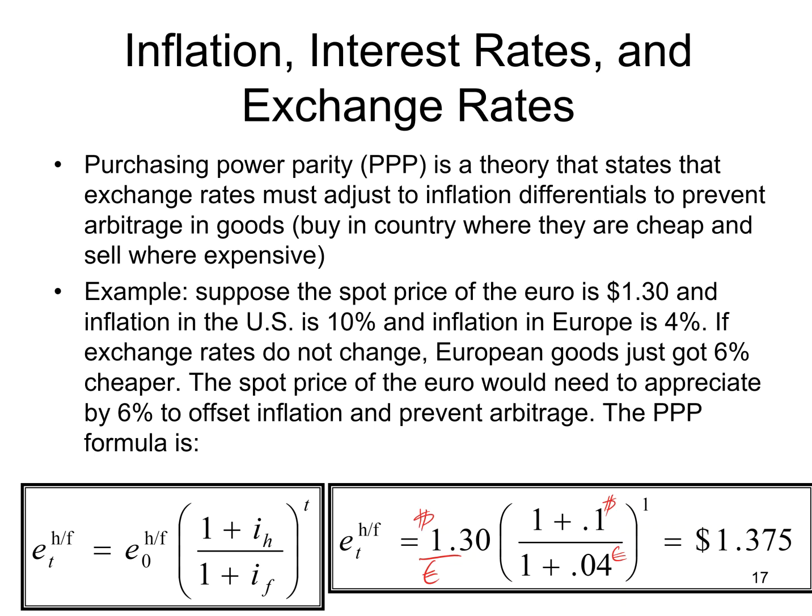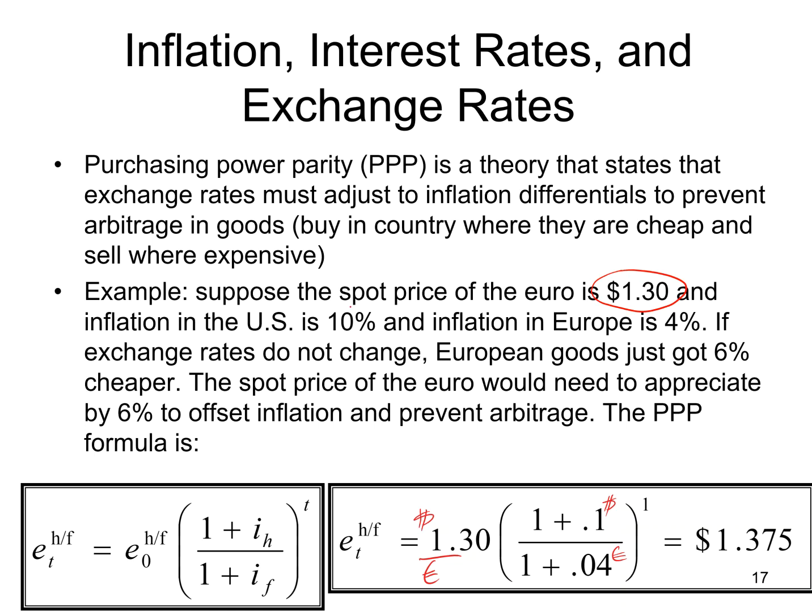So let's talk about PPP, Purchasing Power Parity. It is a theory that states that exchange rates must adjust to inflation differentials to prevent arbitrage in goods, where arbitrage is buying in one country where a good is cheap, and selling it where it's expensive. So let's do an example. Suppose the spot price of the euro is $1.30. So what that means is the price to buy or sell a euro today is $1.30.